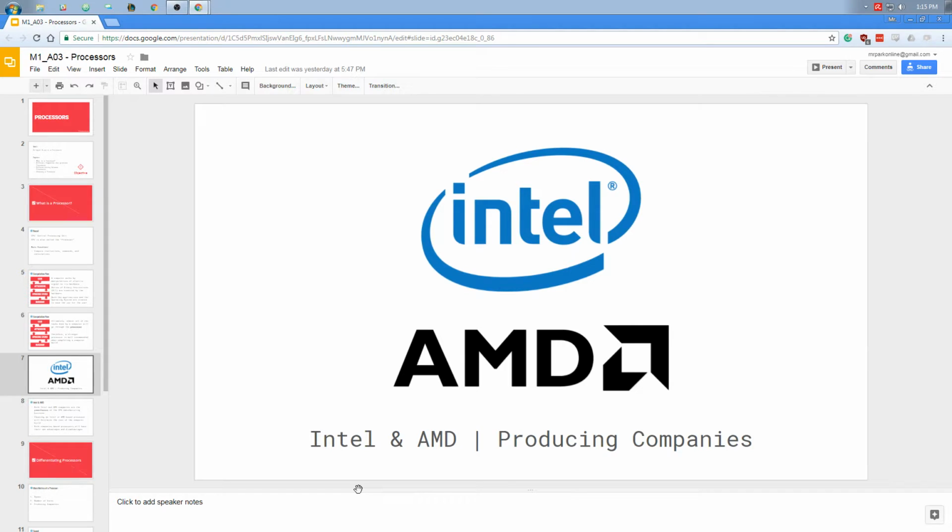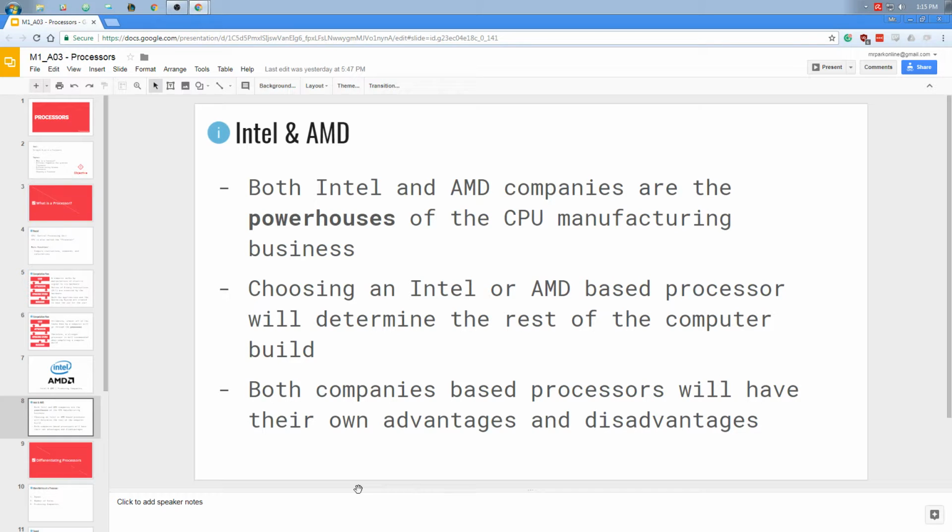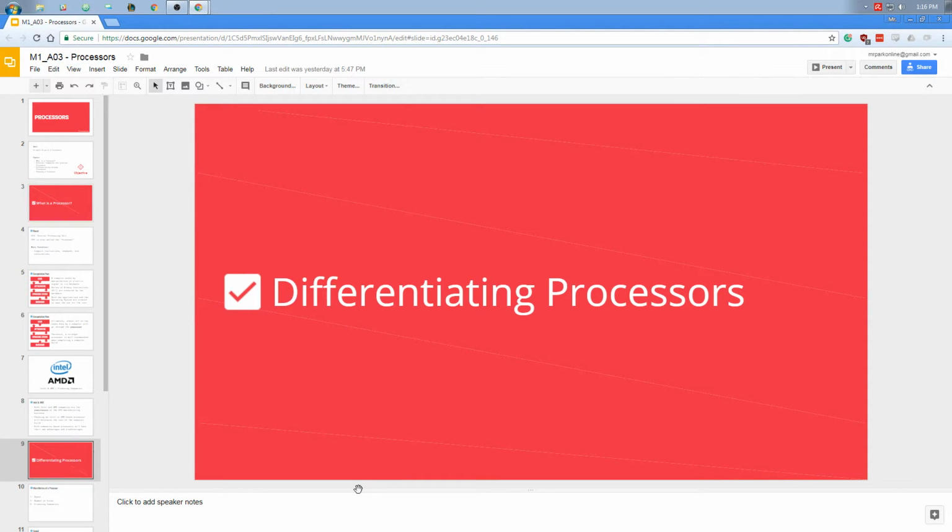So let's talk about the producing companies, which are Intel and AMD at this moment. Both Intel and AMD are the powerhouses of the CPU manufacturing business. Choosing an Intel or AMD based processor will determine the rest of your computer build, because it will determine what type of motherboard you have to get. Both companies' processors have their own advantages and disadvantages. Therefore, when you're planning to build your computer, it is your job to review and research the best processors for your budget. If we have to do that, we need to learn how to differentiate between processors.